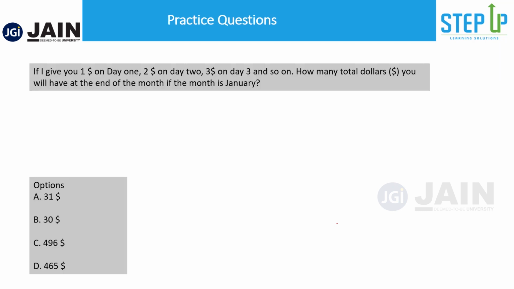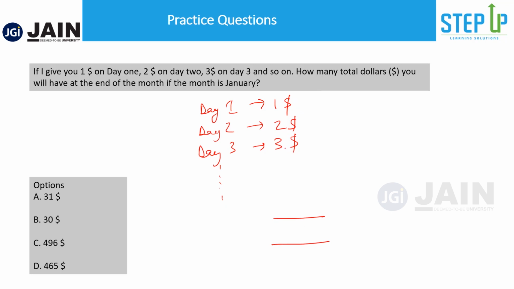Now let's attempt this final question right before we close this video. It says, if I give you $1 on day 1, $2 on day 2, $3 on day 3, and so on, how many total dollars will you have at the end of the month if the month is January?